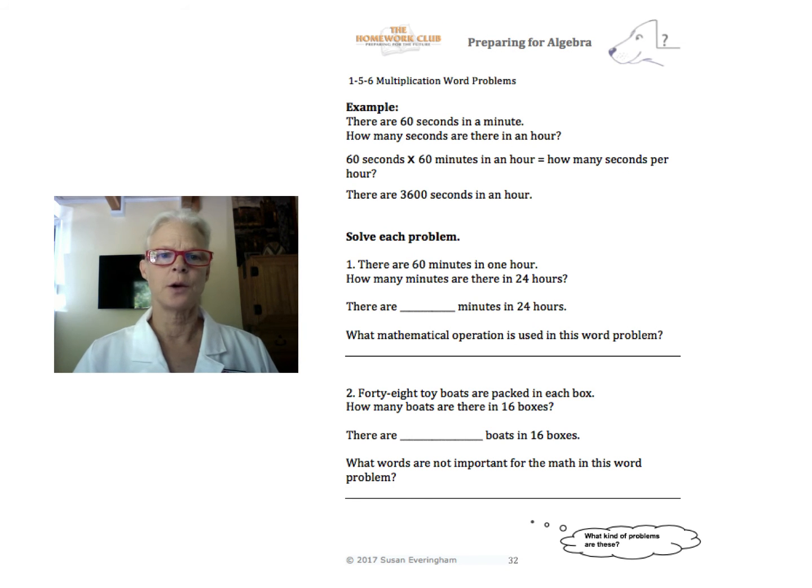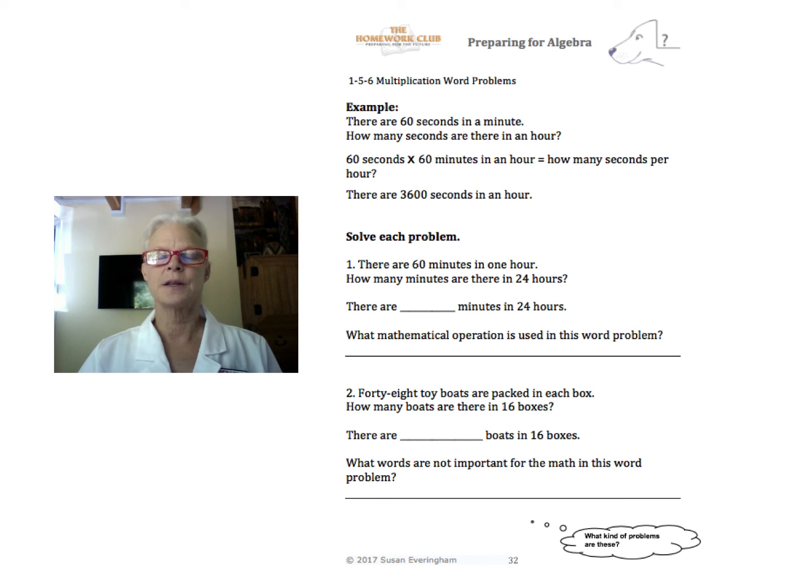Page 32 has word problems, and they're multiplication word problems. Again, no tricks. This is exactly what they are. The example here is there are 60 seconds in a minute. How many seconds are there in an hour, right? 60 seconds times 60 minutes in an hour. How many seconds per hour?